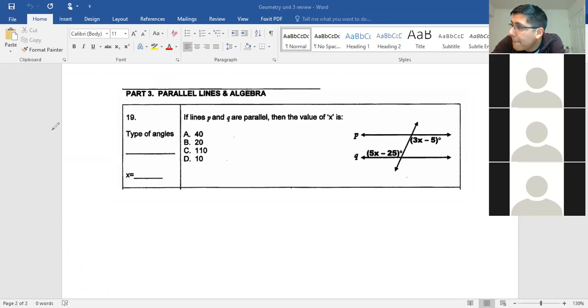If someone has an idea. So remember that if they were supplementary, we know for a fact that they have to equal 180, right? So if they were, what would we do with those two angles?